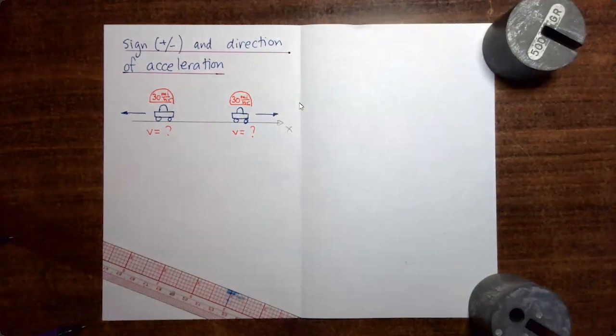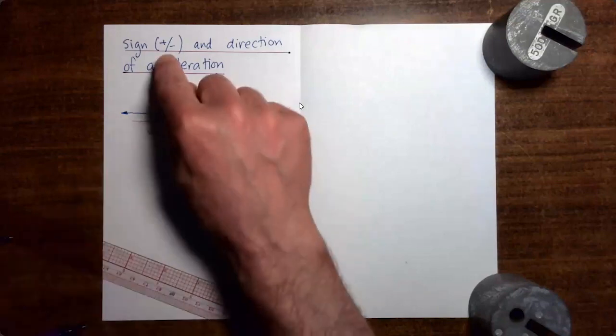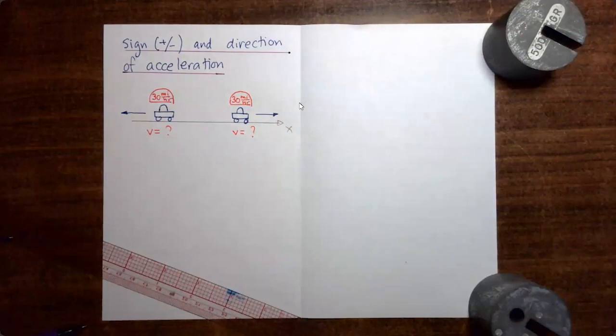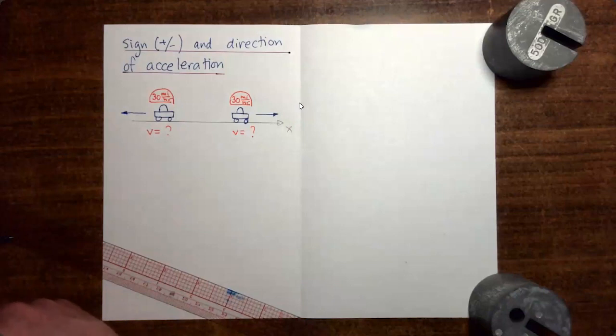In the previous video, I introduced you to the idea of the acceleration. In this video, we're going to learn how to determine the sign of the acceleration, that is, whether the acceleration is positive or negative, and also the direction of the acceleration. We're going to start by making a connection to velocity.